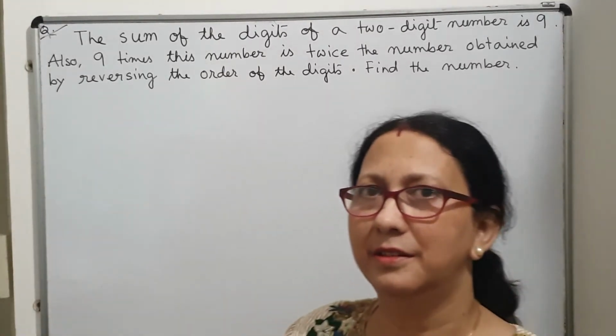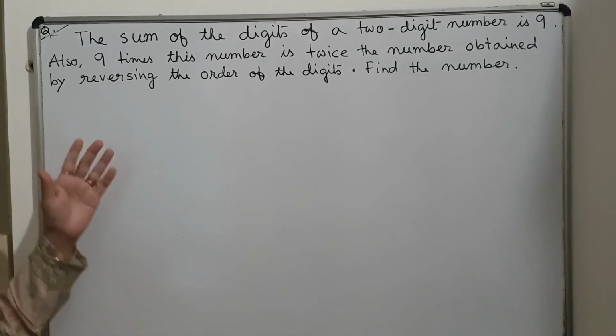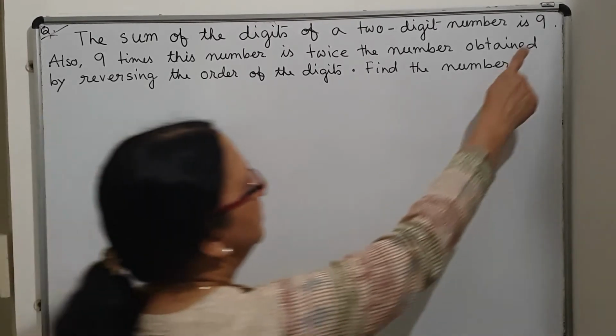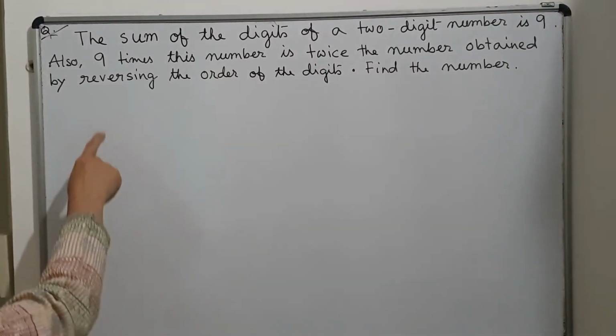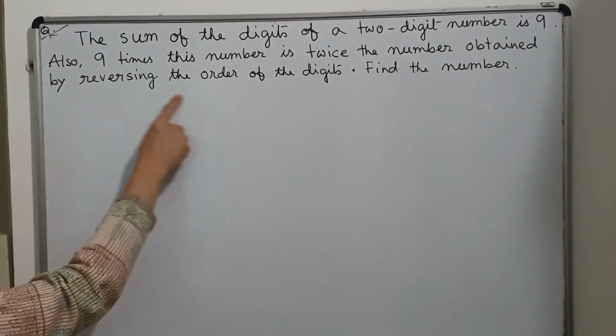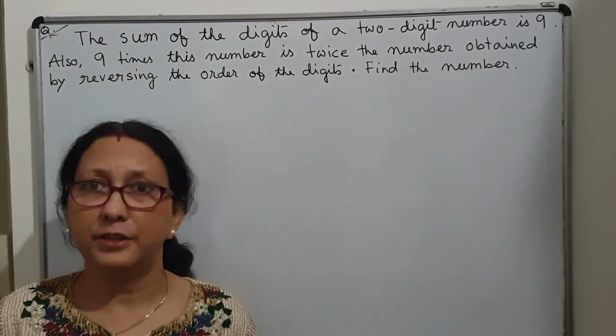Next question is digit problems. Now here the question is: the sum of the digits of a 2-digit number is given, which is 9, and also given, 9 times this number is twice the number obtained by reversing the order of the digits. Find the number. So you have to find a 2-digit number.